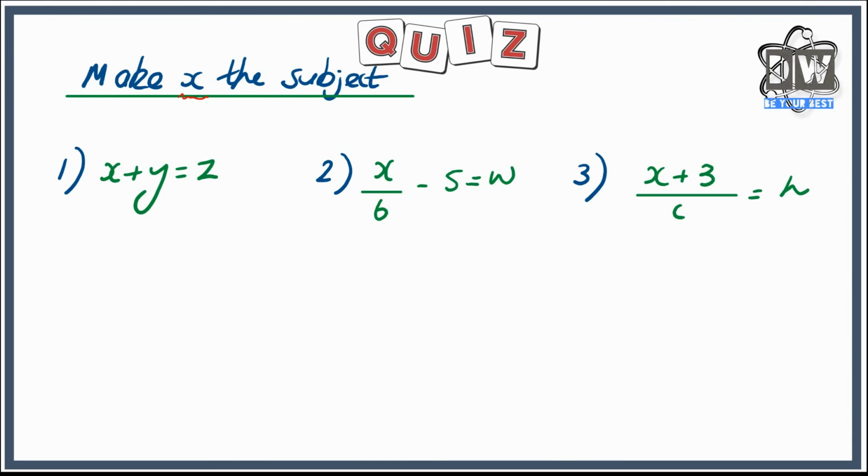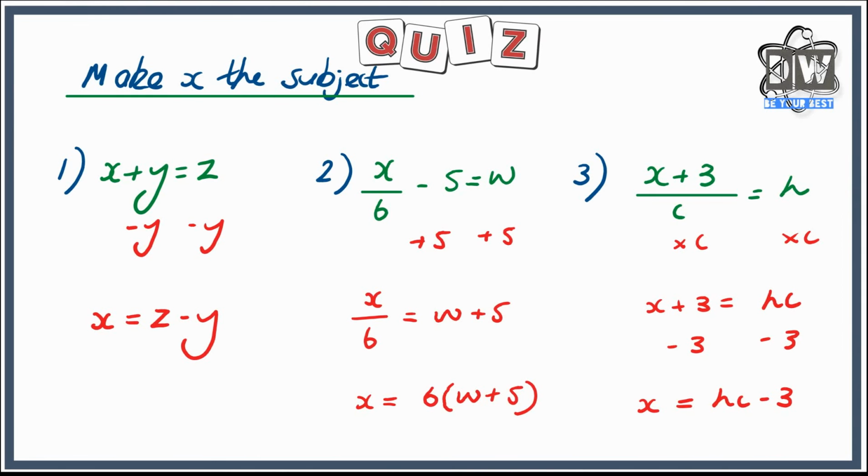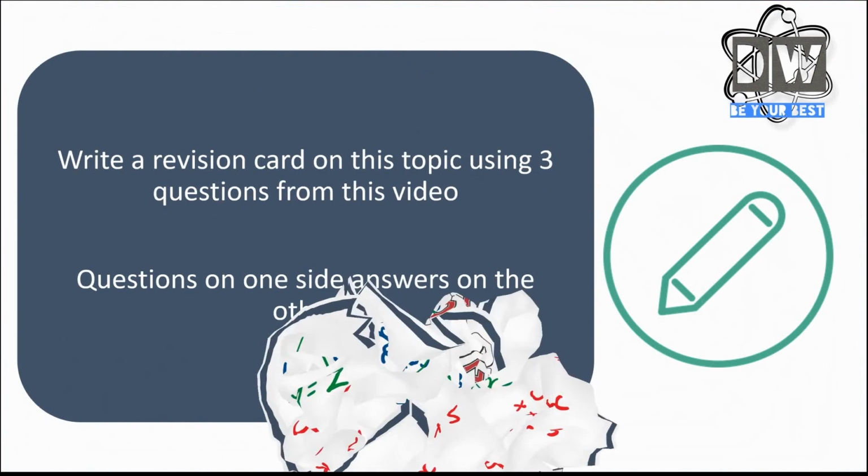Okay, so here we go. Here are our answers. You can see what I've done there. x equals z over z minus y. x equals 6 bracket w plus 5 close bracket. But if you wrote 6w plus 30, then that's also correct. But make sure you show all your working. And last but not least, we've got x equals hc minus 3. So hopefully you've been successful there. Again, if not, just watch it again.